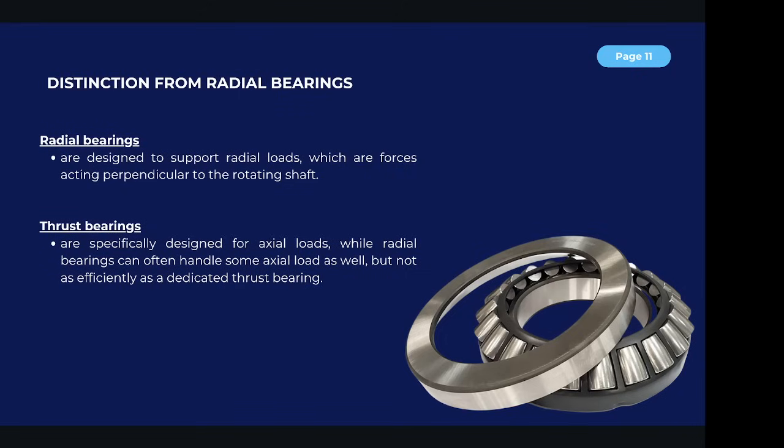We also have here what we call the radial bearing. These are designed to support radial loads, which are forces acting perpendicular to the rotating shaft. And the other one is the thrust bearing. These are specially designed for axial loads, while radial bearings can often handle some axial load as well, but are not as dedicated as the thrust bearing.